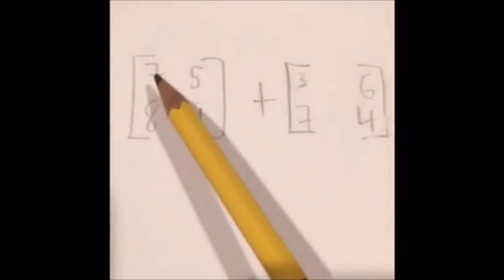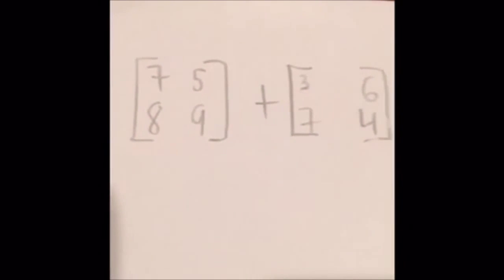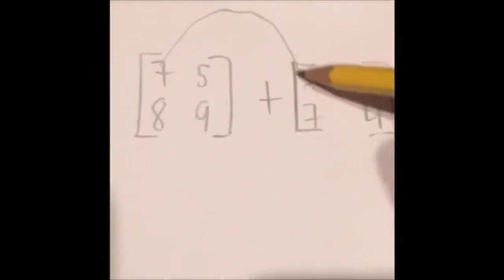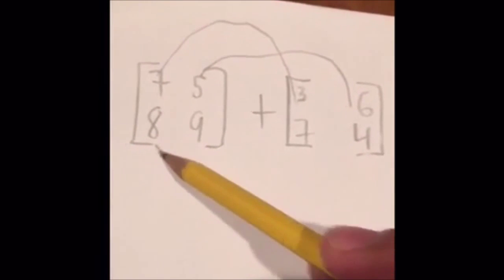So now that you know a little bit about matrices, I'm going to show you how to solve a simple matrix addition problem. So this is a matrix addition problem. Here we have 7, 5, 8, 9 plus 3, 6, 7, 4. What we're going to have to do is add each value up. So 7 to the 3, 5 to the 6, 8 to the 7, 9 to the 4. And that gives us 10, 11, 15, and 13. It's really that simple. Now, the same approach can be used for multiplication and subtraction.